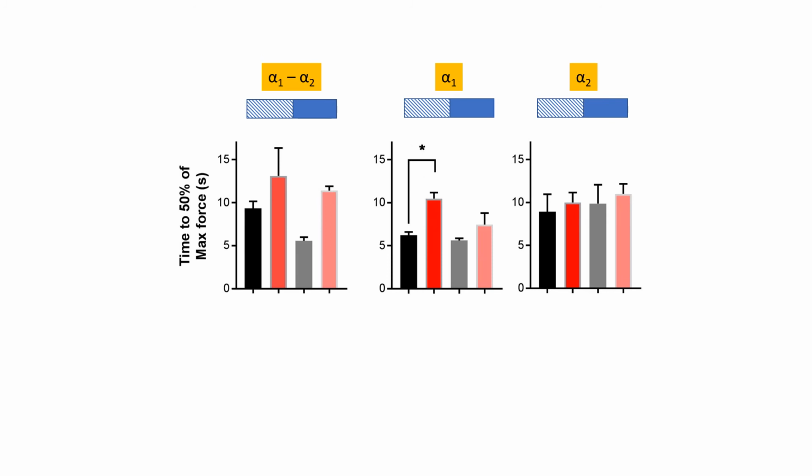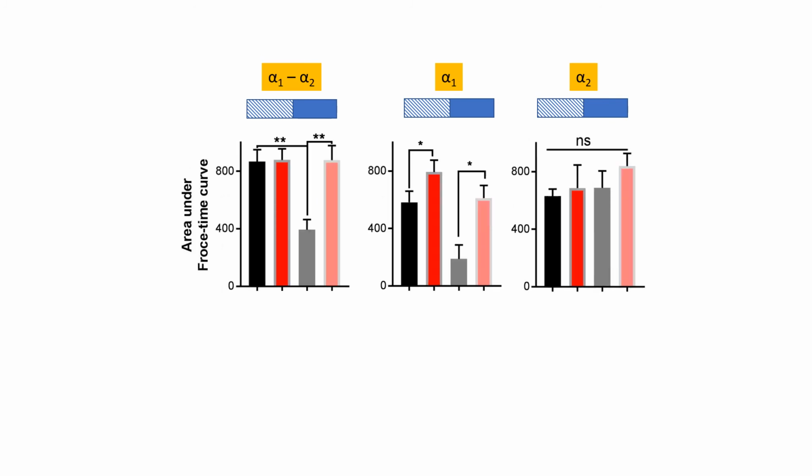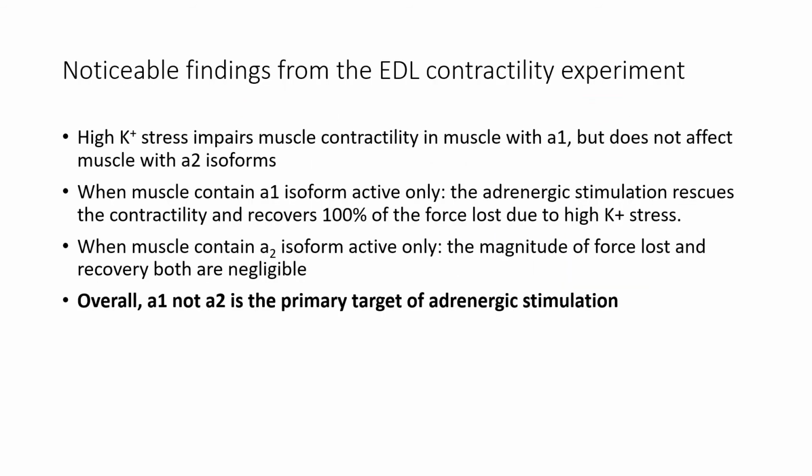Similarly, for time to 50% of maximum force generated and total area under the force time curve. I've listed some of the noticeable findings from the ideal contractility experiment, but I just want to mention that overall our conclusion is that alpha 1, but not alpha 2, is the primary target of adrenergic stimulation.